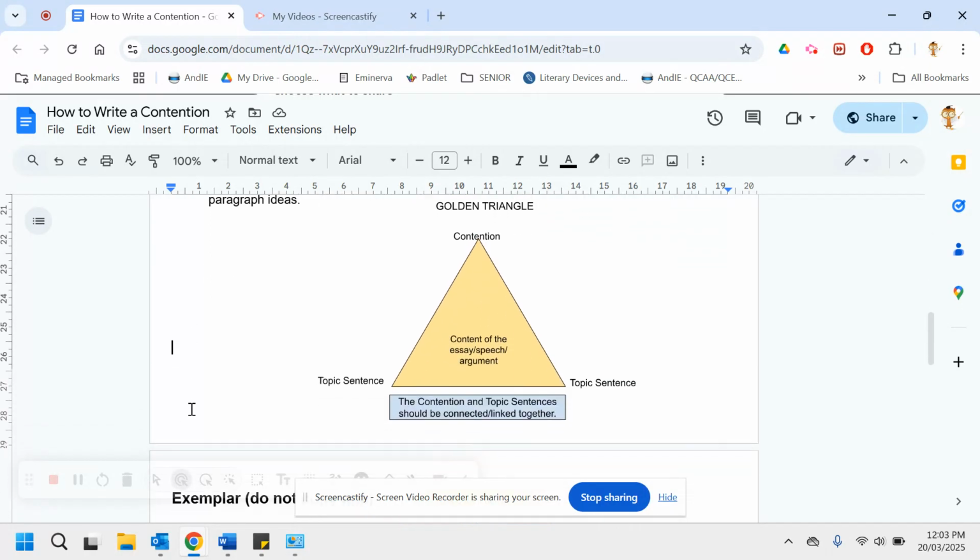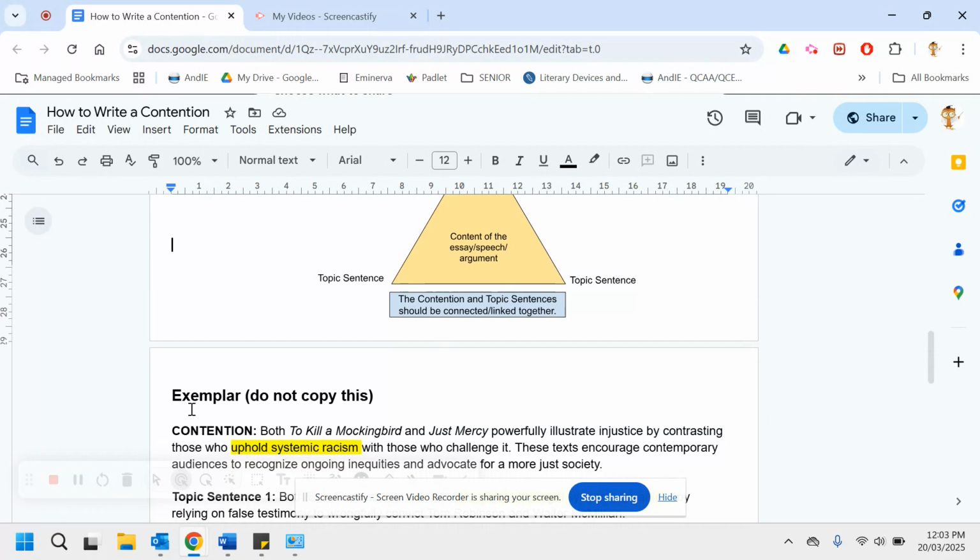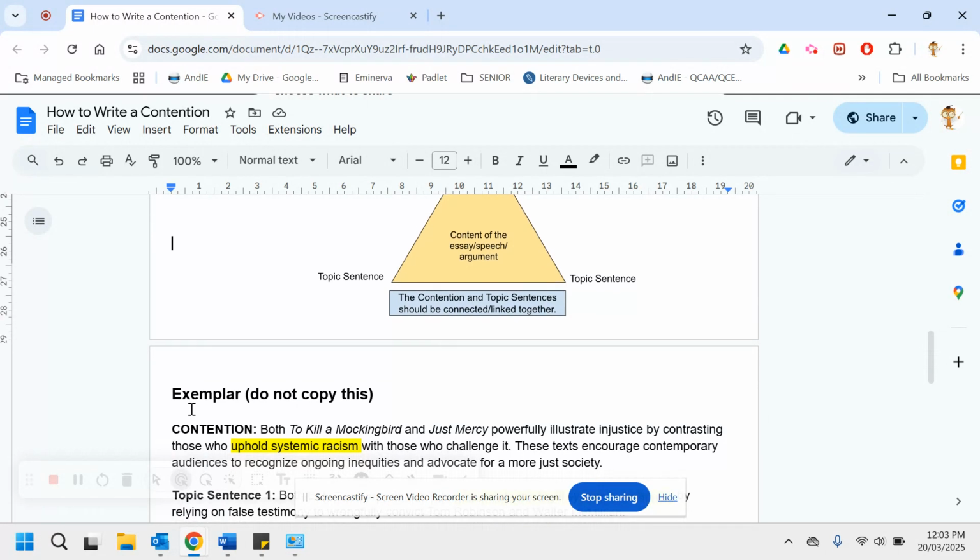So I want to show you an example. And you're not allowed to copy, right? This is not for you to copy, but this is an example contention. And I did this one based on injustice. And I didn't write it first up and it was done, right? That's not how this works. I wrote it a few times and I refined it and I went back to it. And I'm the head of English, right? So it should take you longer to do it than it took me. And it took me probably about 20 minutes to write a contention I was happy with, including two topic sentences.